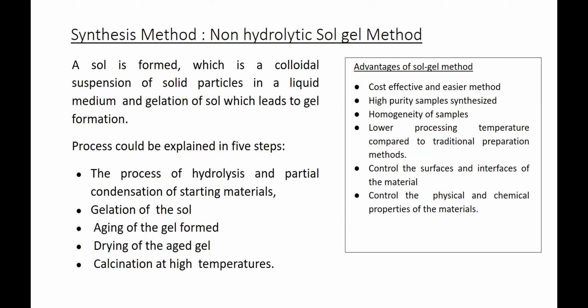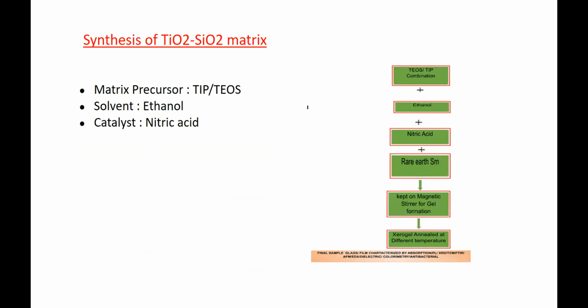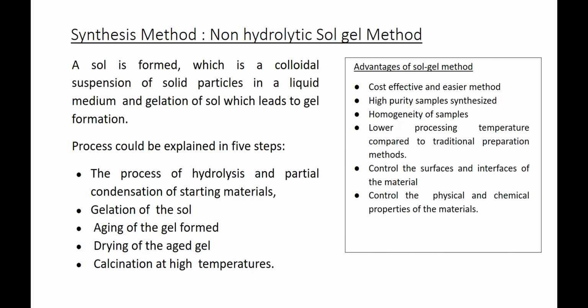That is a process of hydrolysis and partial condensation of the starting materials, either the precursors, and the gelation of the salt, then aging of the gel form, drying of the aged gel, and calcination at high temperature. And the advantages of the non-hydrolytic method are that it is an effective and easier method, with high purity of the samples, homogeneity, and lower processing temperature. It could even be made at room temperature, with control of the surface and interfaces of the material, and control of the physical and chemical properties of the material.